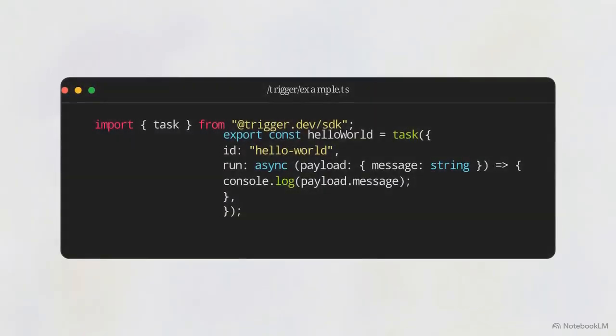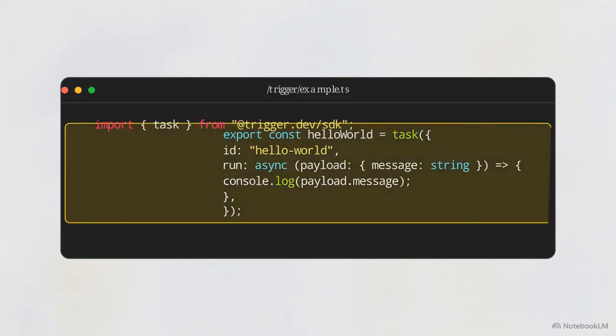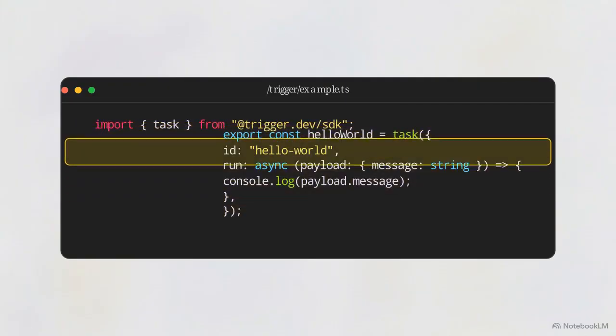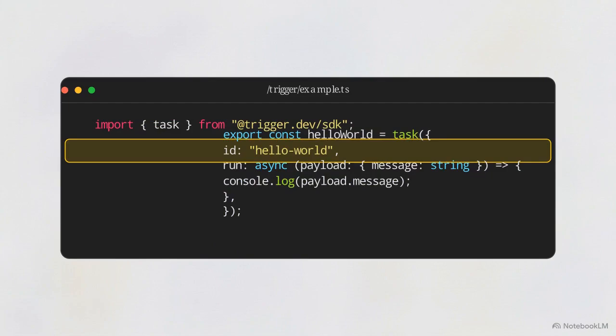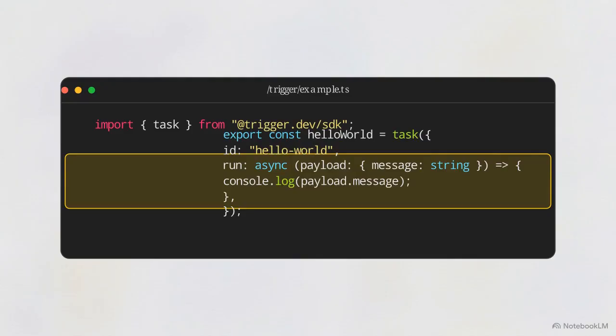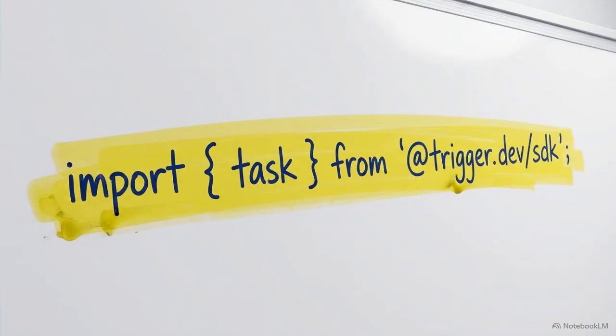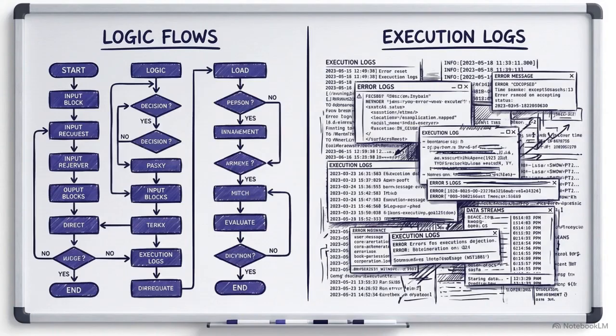Let's look at /trigger/example.ts. The task wrapper registers your function with the platform. The ID property is the unique string used to trigger this logic from your backend. The run property contains your asynchronous business code. Because this code is wrapped in the Trigger.dev SDK, it automatically inherits features like retries and concurrency control without requiring additional infrastructure code. This setup allows you to focus on the business logic while delegating the complexities of the execution lifecycle to the platform.